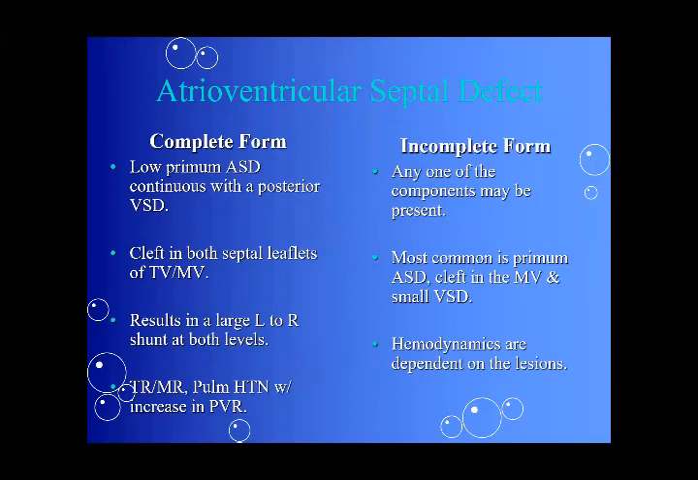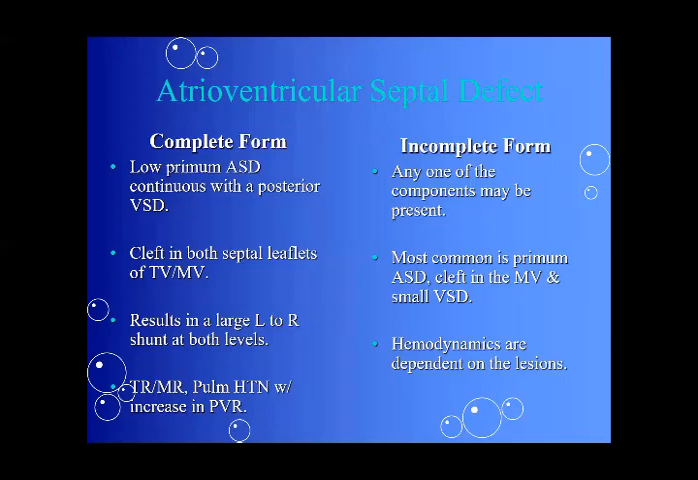Atrioventricular septal defect can be a complete form or an incomplete form. In the complete form, there is a low primum ASD continuous with a posterior VSD. A cleft is present in both the septal leaflet of the tricuspid valve and the mitral valve, resulting in a large left to right shunt at both levels, that is in the atria and the ventricle. Severe TR and MR, that is tricuspid regurgitation and mitral regurgitation, are there.